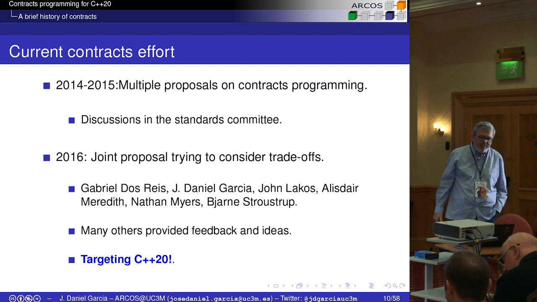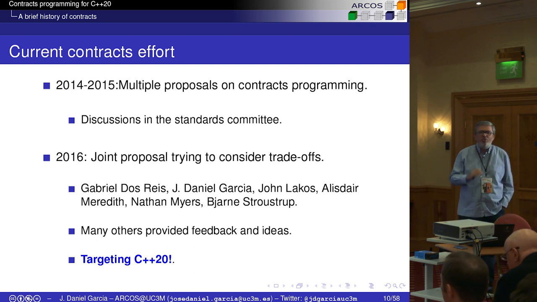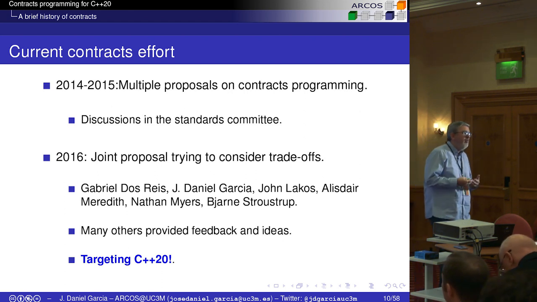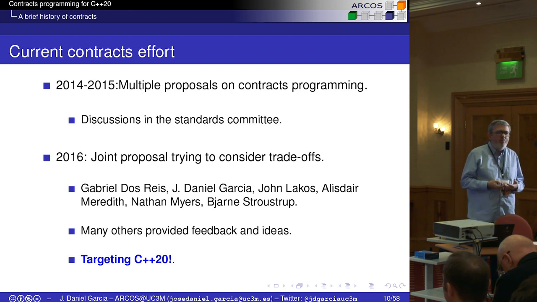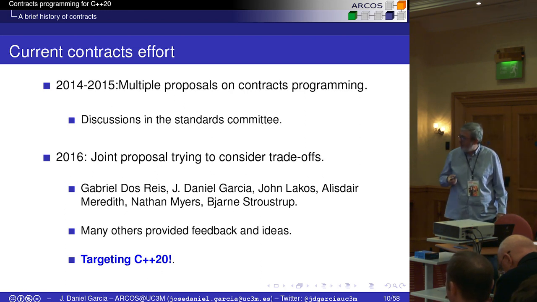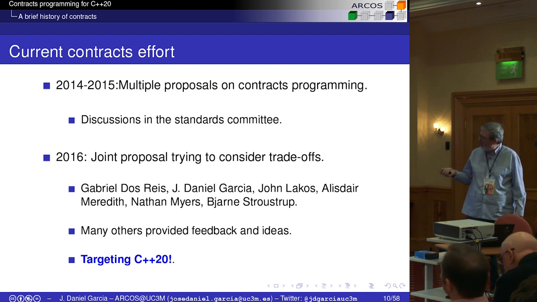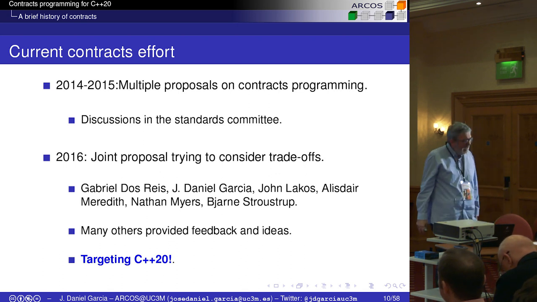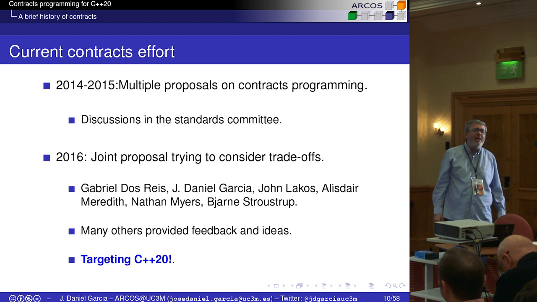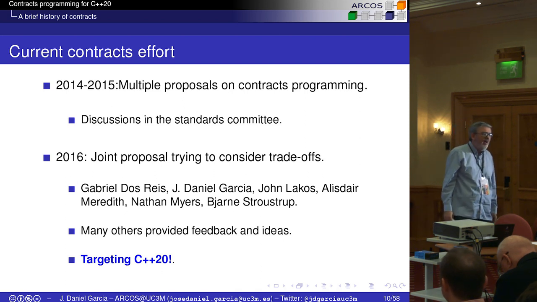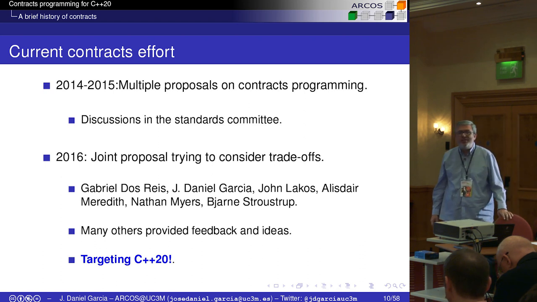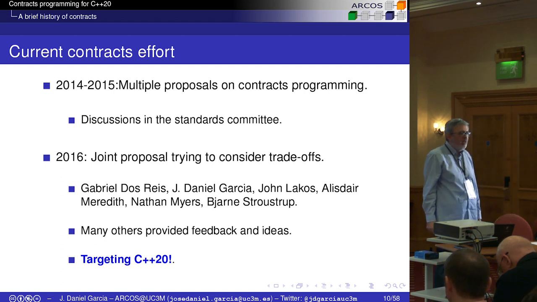Finally, in 2016, we got to a first joint proposal trying to consider different trade-offs of different development communities, and I co-authored that proposal with Gabriel Dos Reis, John Lakos, Alisdair Meredith, Nathan Myers, and Bjarne Stroustrup. And many, many other people provided ideas and feedback and raised concerns about things we didn't consider. And right now, we hope that we are targeting C++20 with the current proposal.